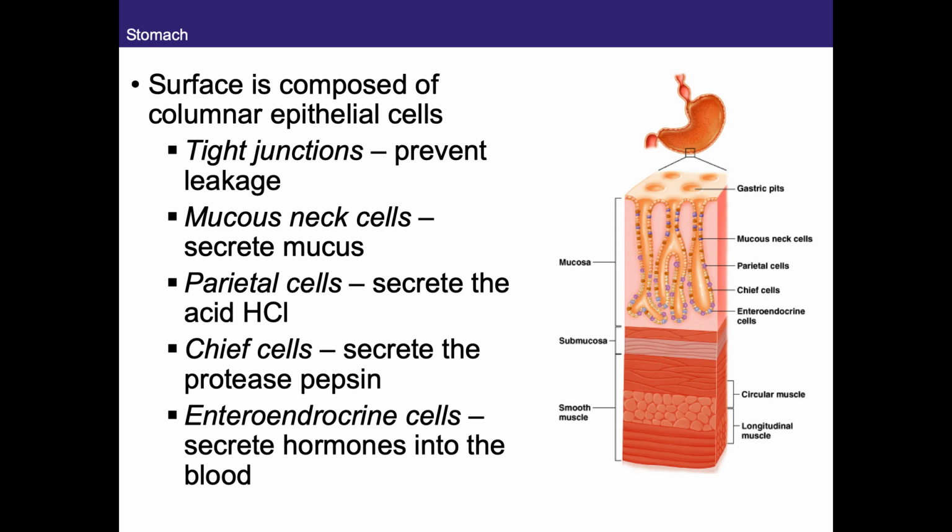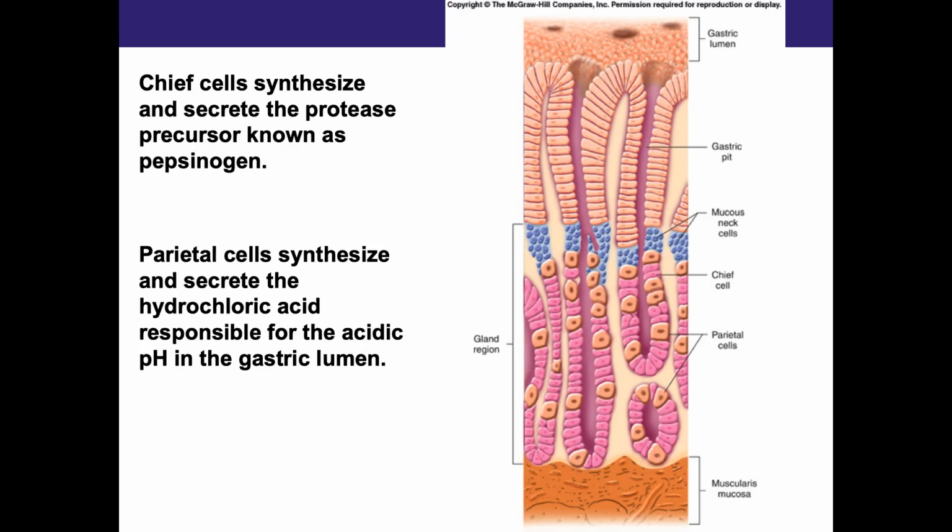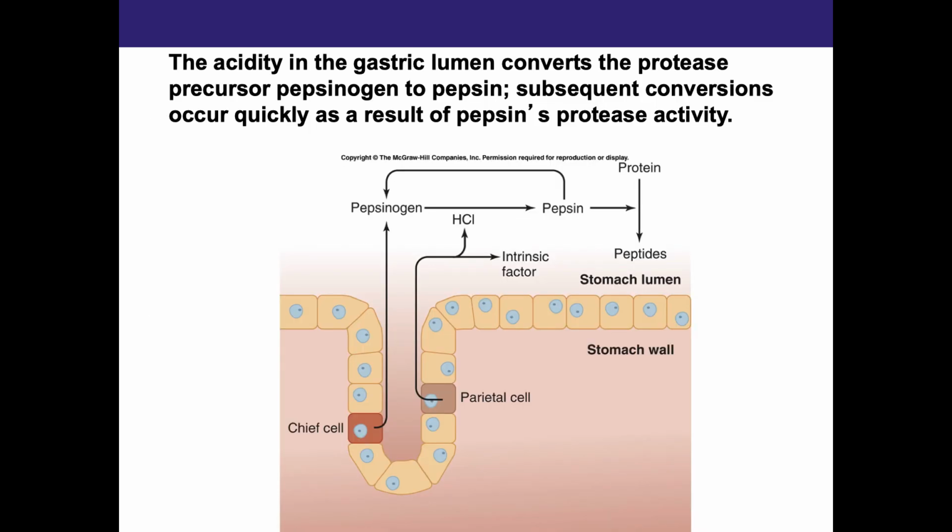So now I'm going to put some things together. All right, so chief cells secrete pepsinogen, parietal cells secrete hydrochloric acid. That's responsible for the very acidic pH in the gastric lumen after you eat a meal. And here's another slide that really gives you more information about the crosstalk between chief cells and the molecules that are secreted by chief cells and parietal cells.